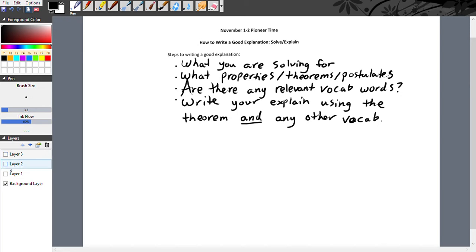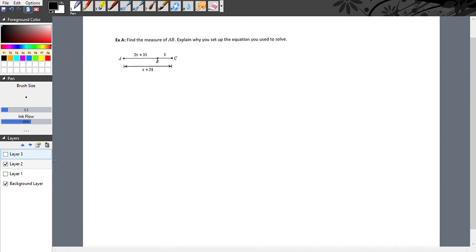So we're going to go through here a few examples of some problems, one from Unit 1 and one from Unit 2, where we're going to talk through how we write the explanation. So for example A, we're going to go back to Unit 1, where we're going to be working with some segment addition here. Notice this is a problem that we've seen a bunch of times where we're adding some segments together to make a larger segment.